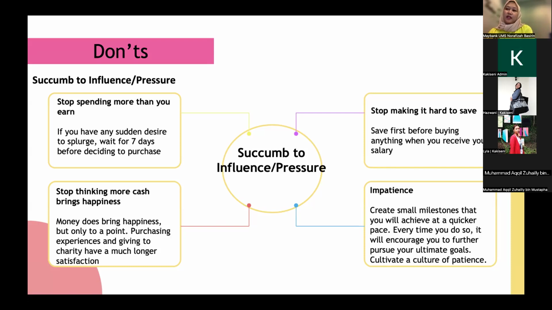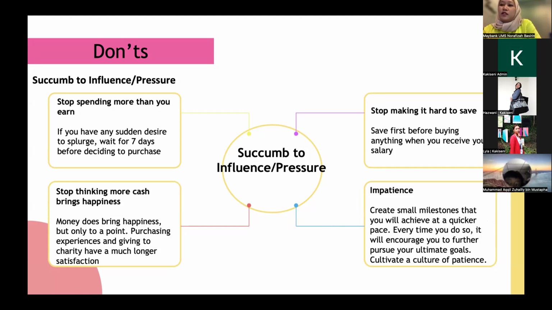And then you have to stop saying it is hard to save. Actually, saving is not so hard if you do it first before you spend. If you spend first and then you save, you will say, oh, I don't have enough money to save. So when you have the money, make sure you keep aside your savings before you spend it. And then always be patient.